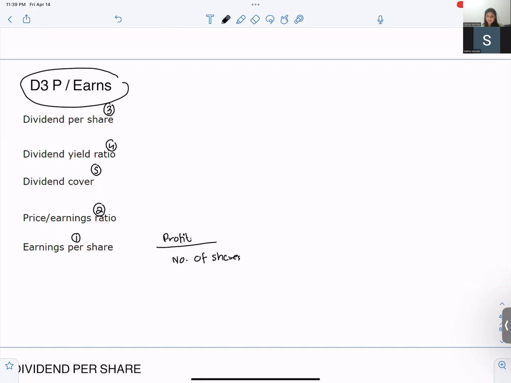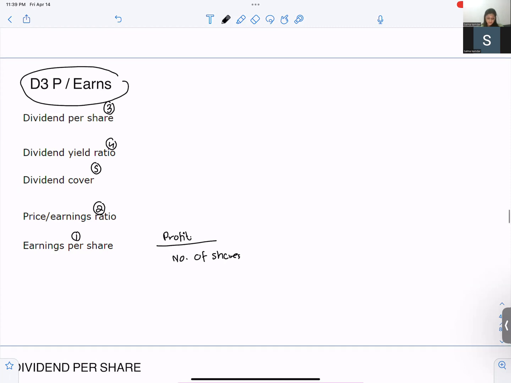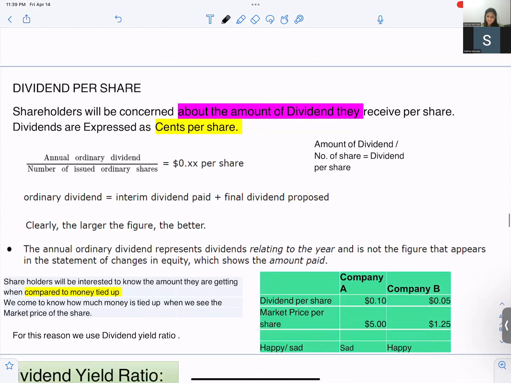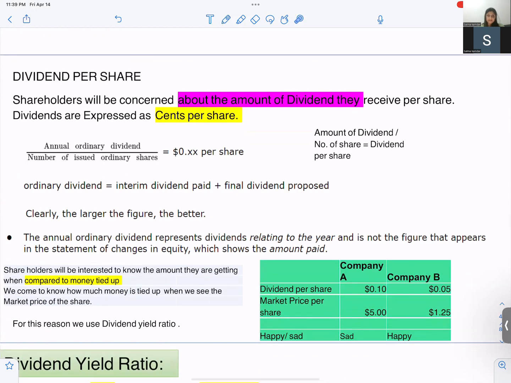you will get your earning per share. Okay, let's talk about your dividend per share. What is the dividend per share? My shareholders are concerned about the amount of dividend that they are going to receive per share. So the money that they receive back from the share is the dividend per share. Dividend is always expressed as cents per share.